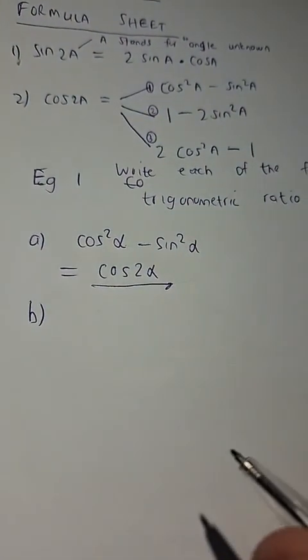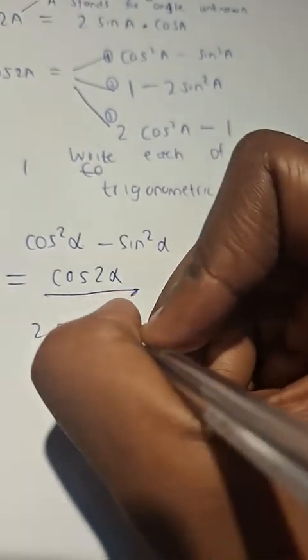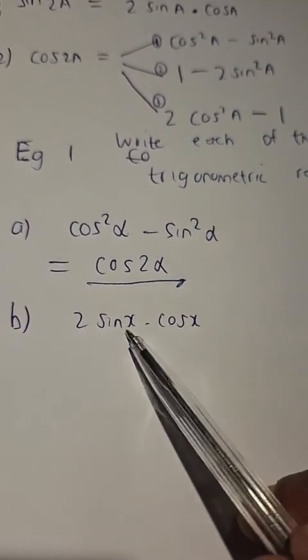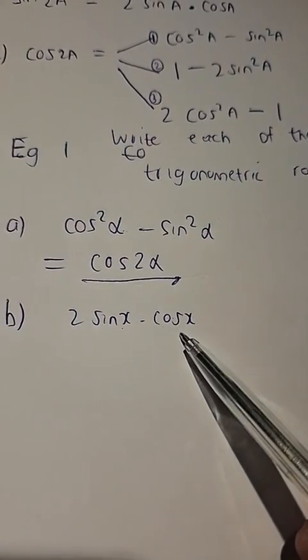b. Let's say we are given 2 sine x cos x, and we are asked to write this as a single trigonometric ratio.